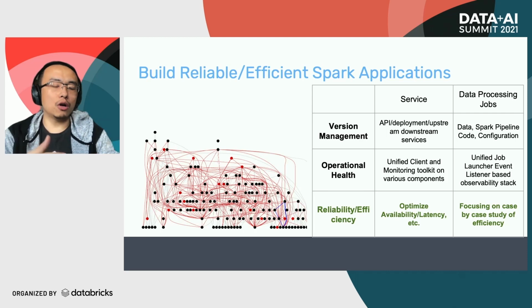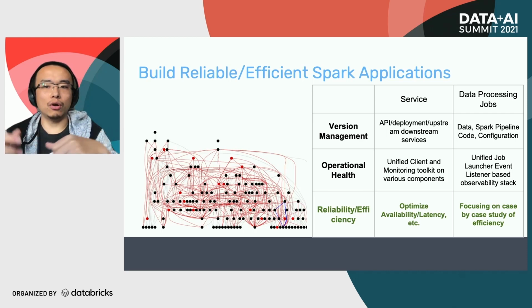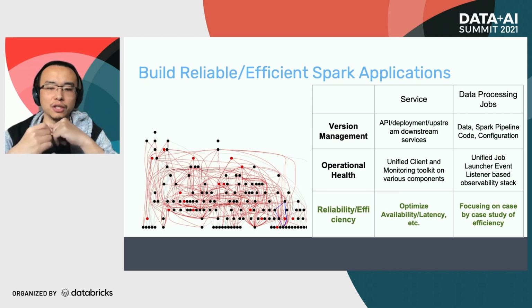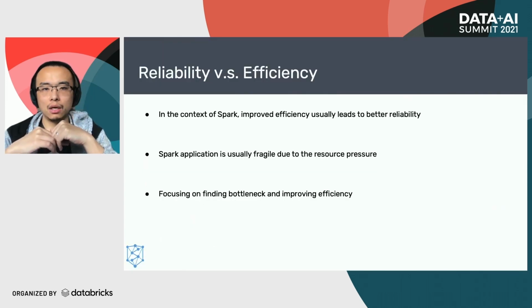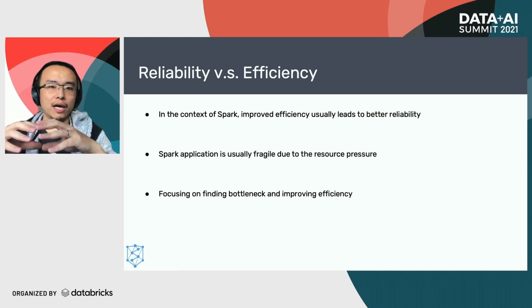If you want to optimize your reliability, you can always start from your efficiency, because in the context of Spark, your application usually becomes fragile. Given a certain amount of resources, it becomes fragile when it faces resource pressure. So if we want a reliable Spark application, the first step might be just focusing on finding the performance bottleneck and improving the efficiency.